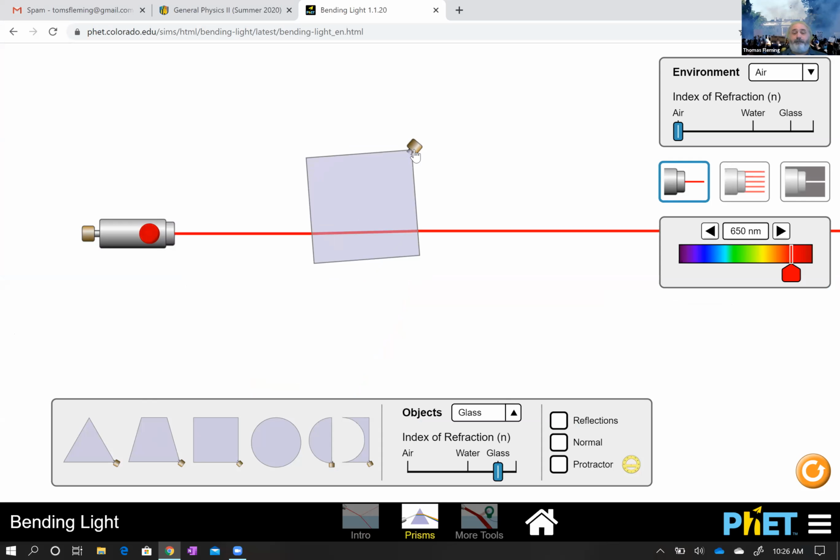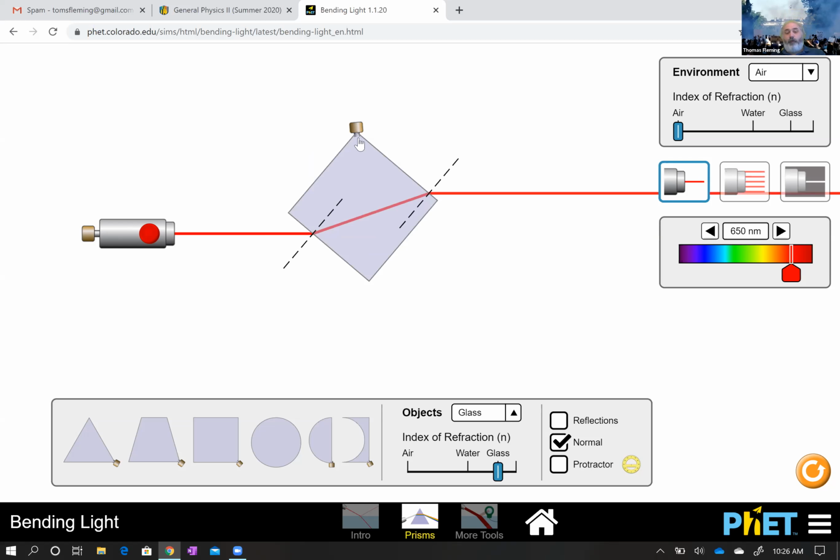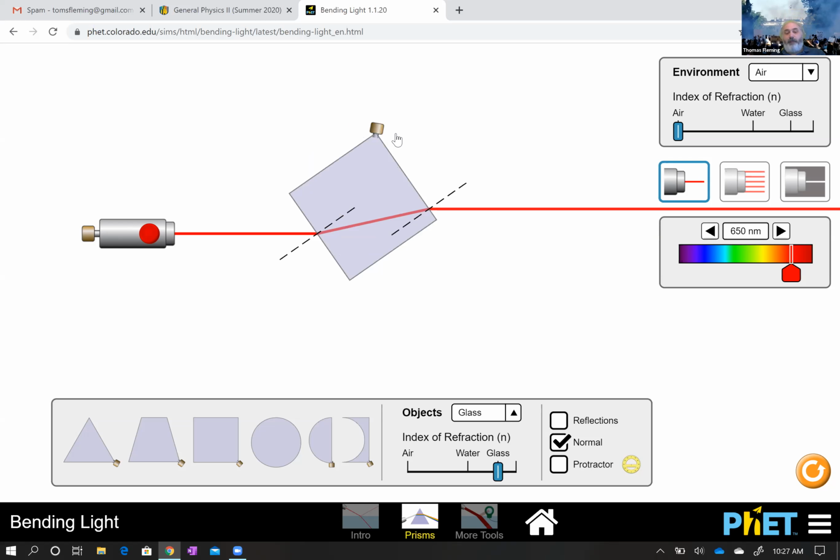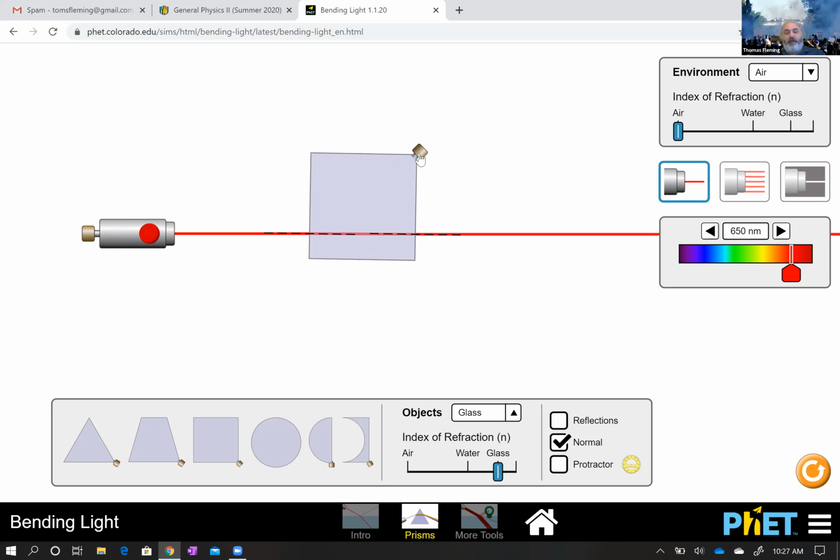Now, if I shine it like here, what you can see is happening is here's my ray of light, here's my laser. Right now it's coming in here with an angle of incidence of basically 0 degrees because it's coming in directly toward the normal. Can I turn the normal on? Yeah. So here's the normal, but right now the normal is in the same direction as my beam of light. So it's coming in at an angle of 0.